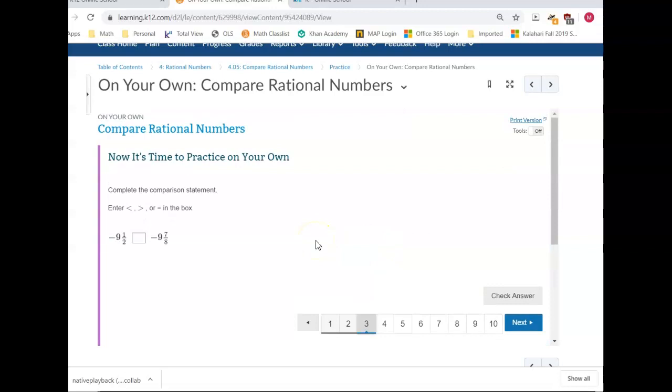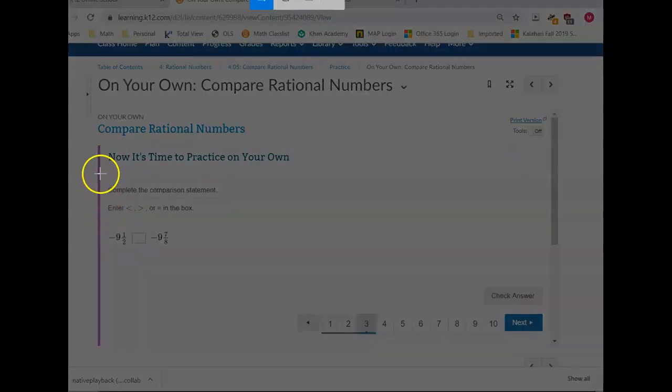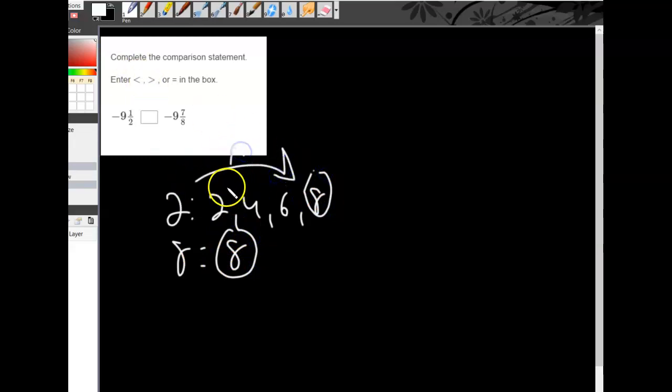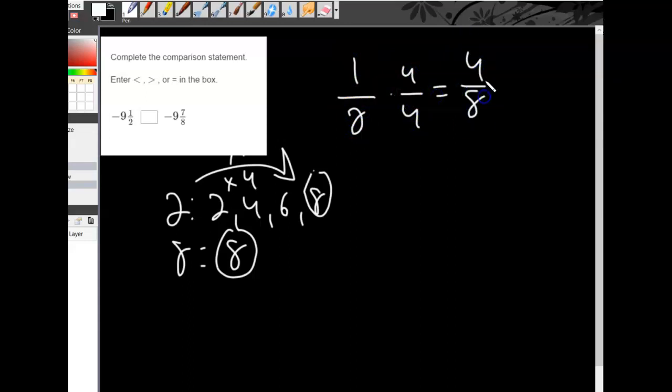Greater than, less than. Okay, for this one, what I would like to do is look at it on here. If you're having trouble comparing any two fractions, one of the best things to do is get them to have a common denominator. Like if you look at the denominators 2 and 8, you could turn 2 into 8, and then you don't have to change 8 at all. If you look at their multiples, they have a least common multiple of 8. 2 times 4 is 8. So if I take that 1/2 fraction and multiply it by 4 over 4, I get 4/8.